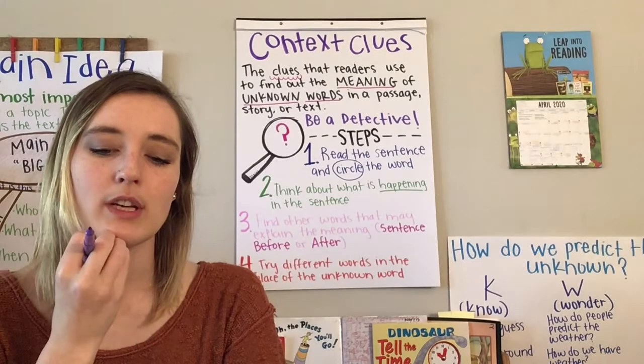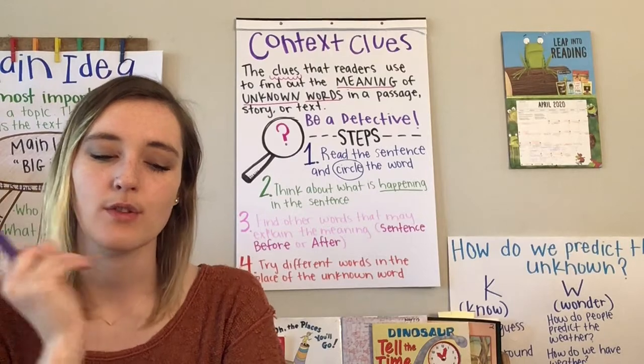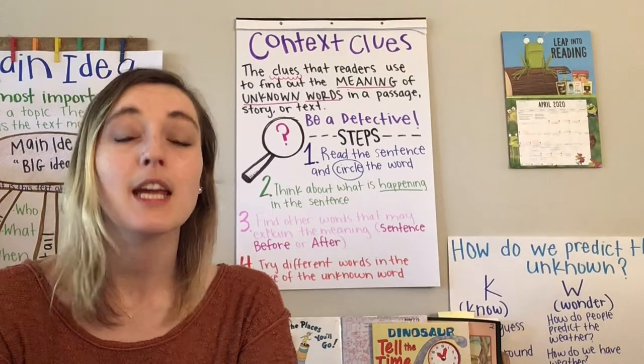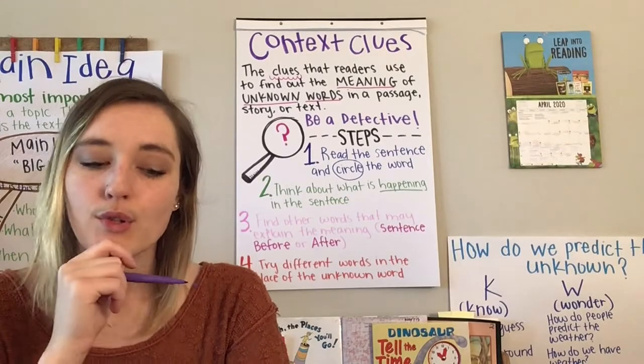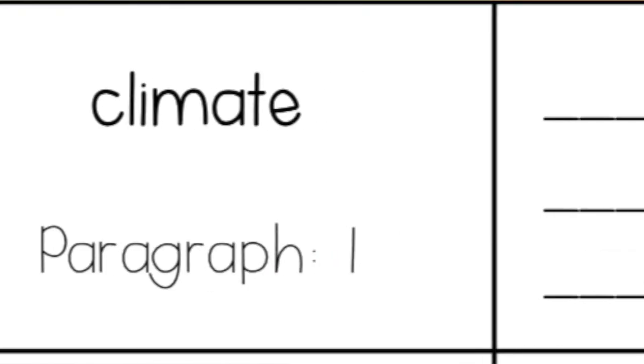And now we are going to describe the definition. The definition is putting it into your own words, utilizing the context clues that were given. So climate describes weather patterns over long periods of time. Write down your definition for climate now.